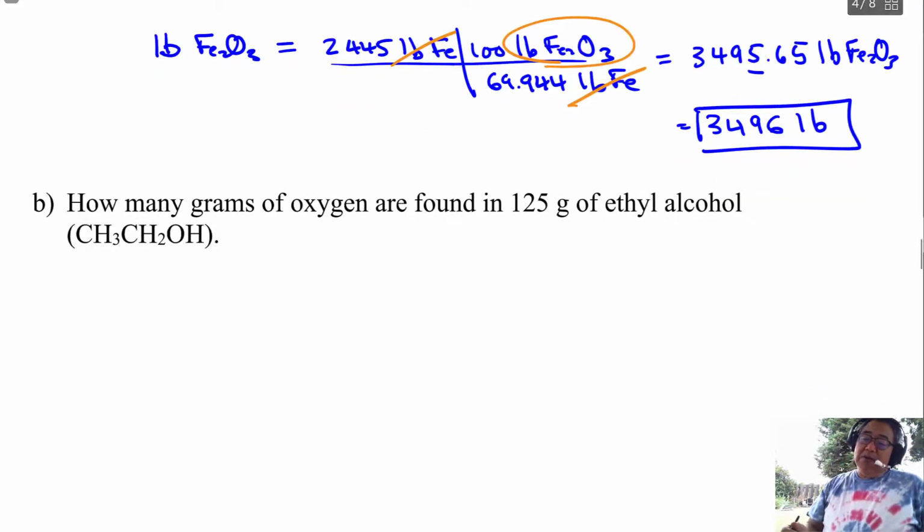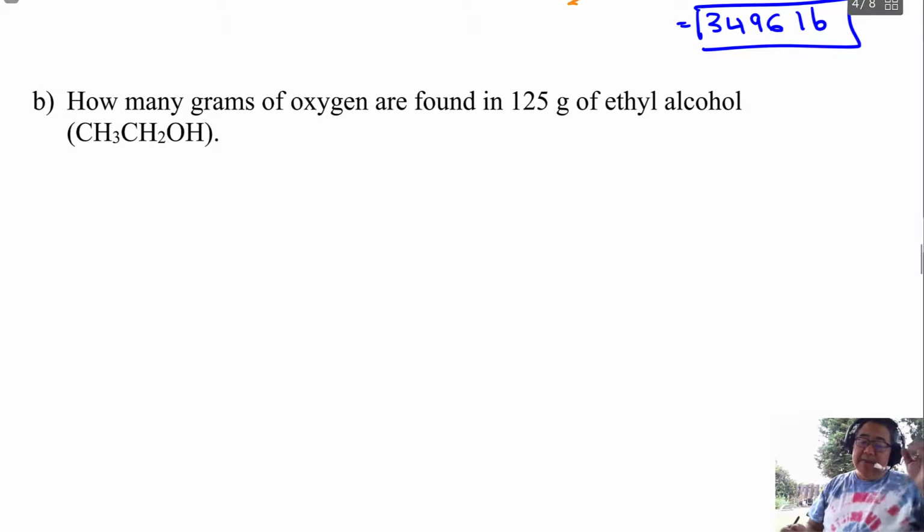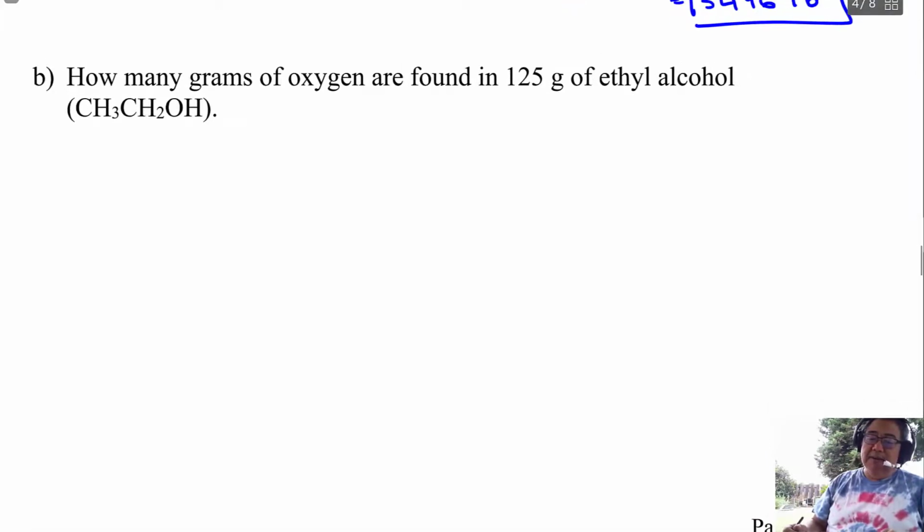Okay, this is one I want you to do. How many grams of oxygen are found in 125 grams of ethyl alcohol? I'll get you started and then let you finish the calculation. We'll pause it, and then I'll come back with the solution.